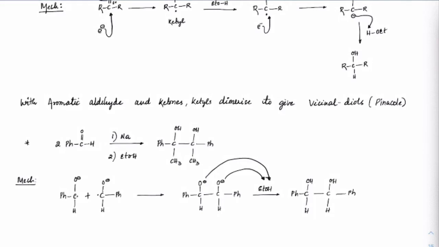So sometimes it would be written this way: sodium, xylene. Sodium will slowly release electrons in xylene, that's why it is used as a solvent. After the coupling has been done, then we do hydrolysis. So even if the reagent is given this way, it is going to perform the same reaction. It will give these pinacols.